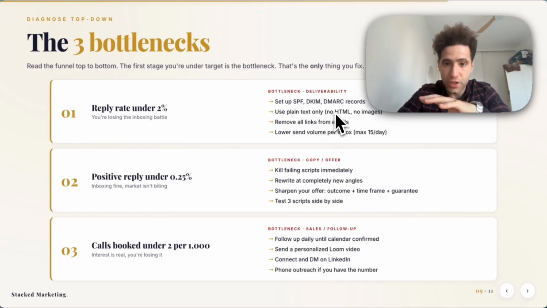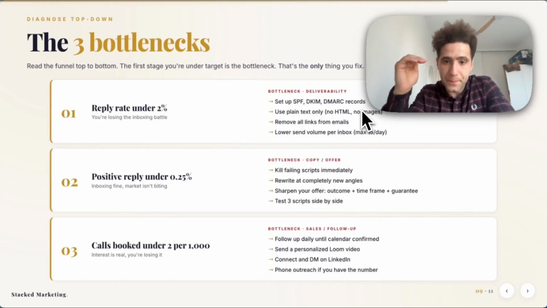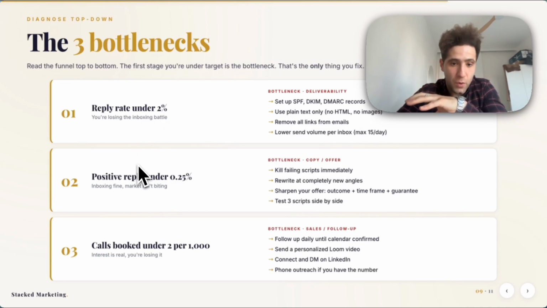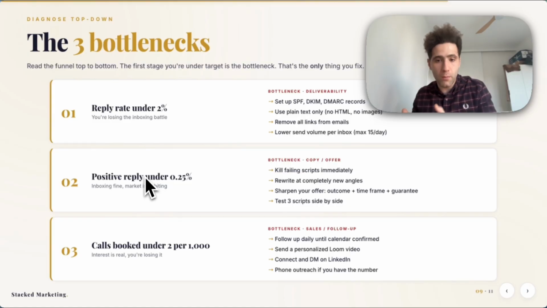Another trick that you can use is to make sure that you only use plain text in your cold emails. You don't want to have any hyperlinks, you don't want to have any signatures, and you don't want to have any images. Even just removing all of these can be quick fixes that help you solve the problem of having a weak reply rate. Now, if through bottleneck thinking you have identified that you have a weak positive response rate, then you will know that deliverability is probably not the problem, and it's more to do with your scripts and your offer.